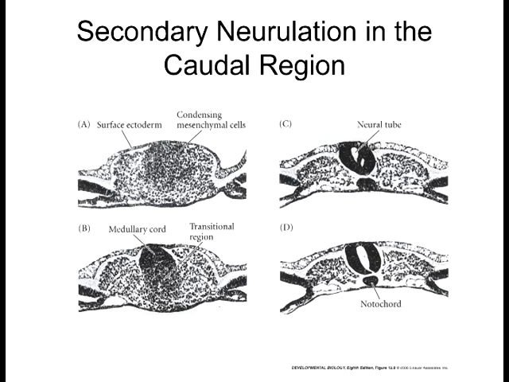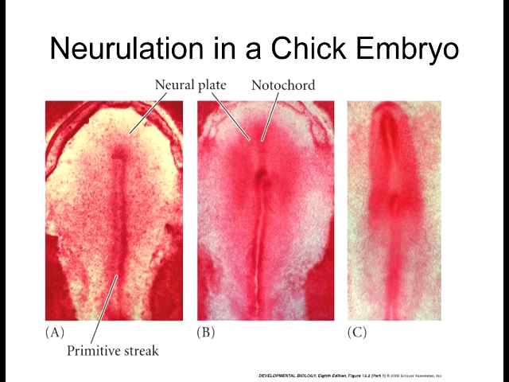Eventually, these two connect together, and they form one long continuous tube, and you can't tell the difference between the two. Some interesting things that we're still trying to discover about why secondary neurulation occurs in this most posterior region in this fashion rather than the entire neural tube forming just through primary neurulation.